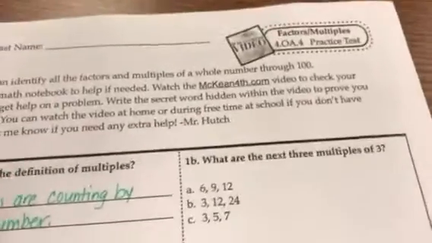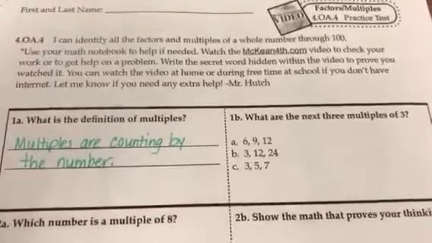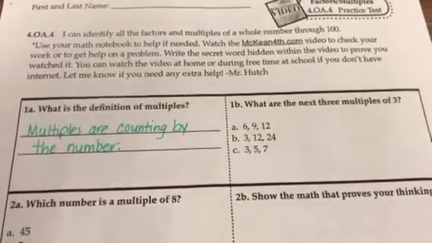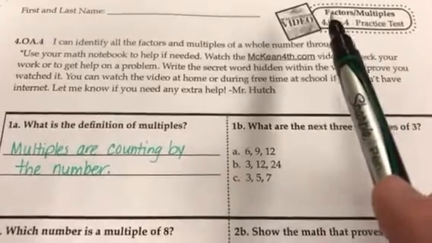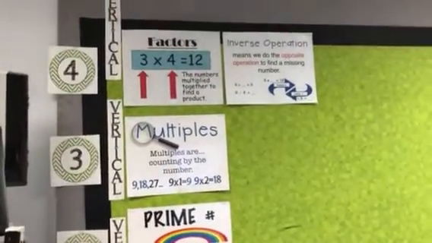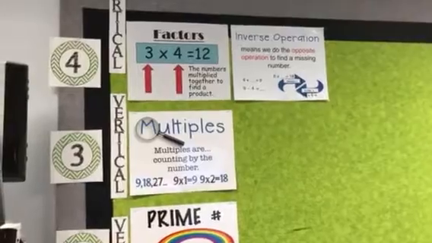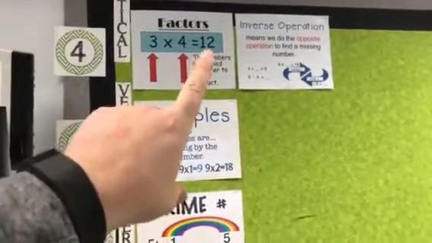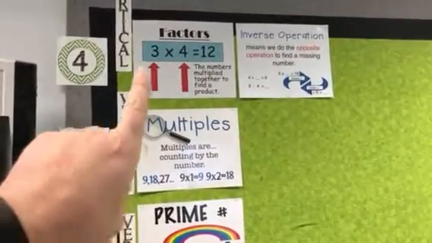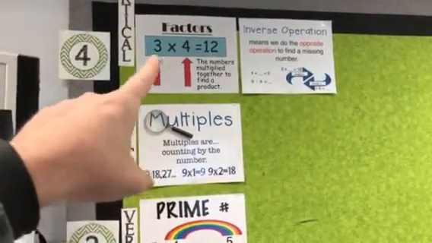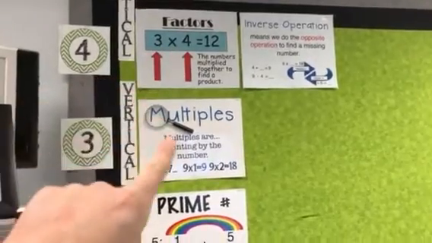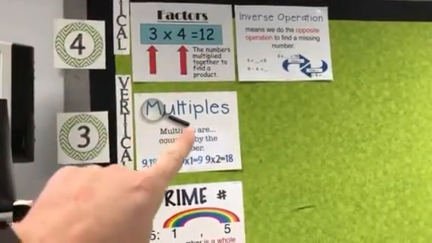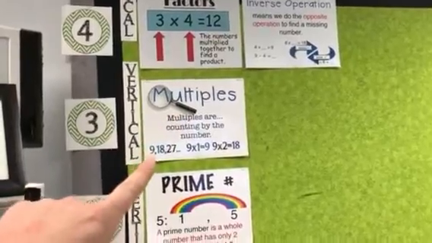So this is your factors multiples test. So this is a big deal. You're going to have to slow down and really think about the difference between what's a factor and what's a multiple. During the test, I want you to be using the word wall to help you think about these things. Factors are the numbers that multiply together to find that product. So when you're looking for factors, you're looking for what numbers could go in those spots. When we're doing multiples, multiples are counting by the number, in this case 9.